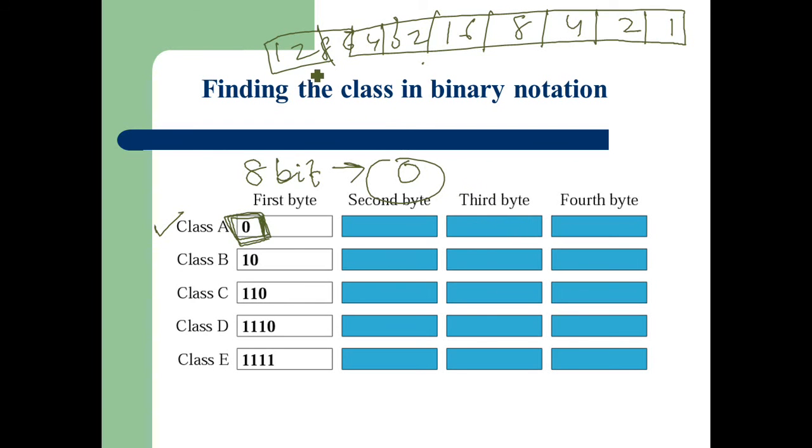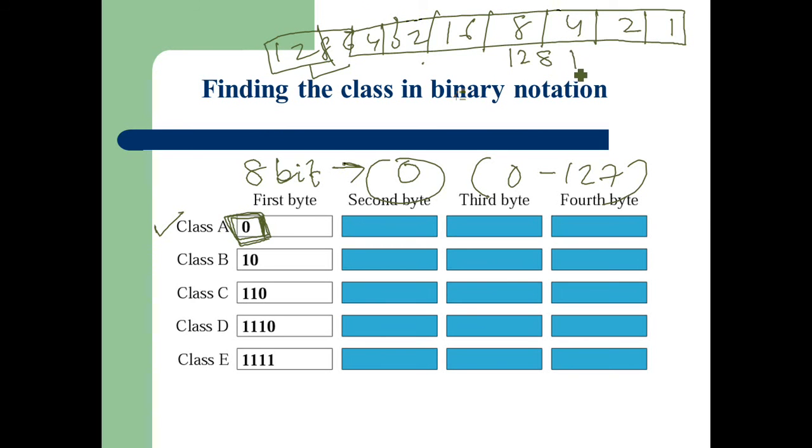That means the number has to be less than 128. So that means it is in between 0 to 127. So I can actually identify that if my number belongs to class A, it is in between 0 to 127. Now if it is 10, that means I calculate in a different way.